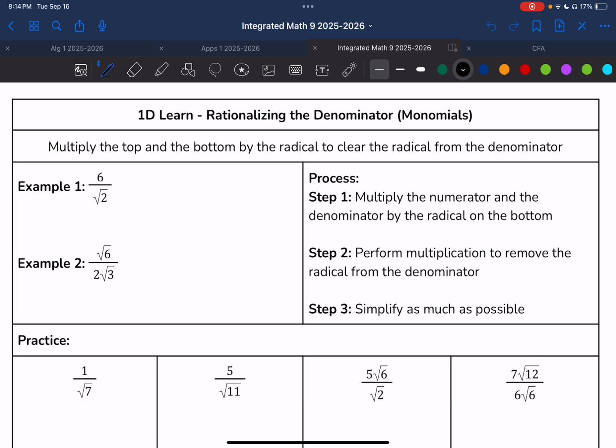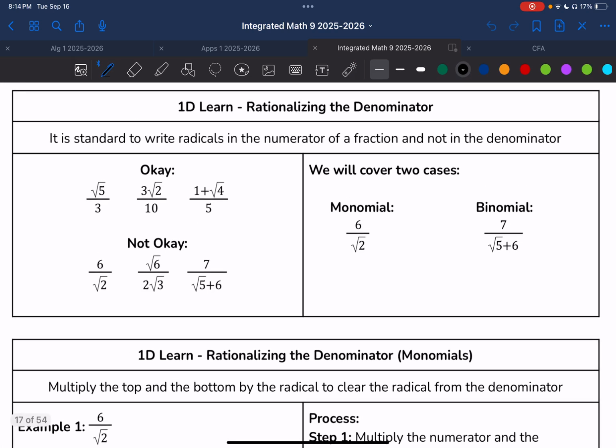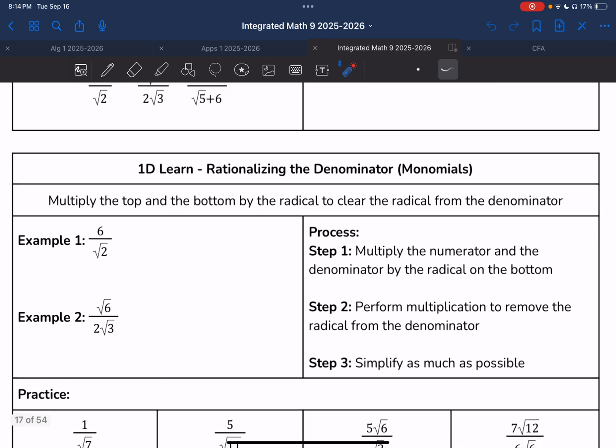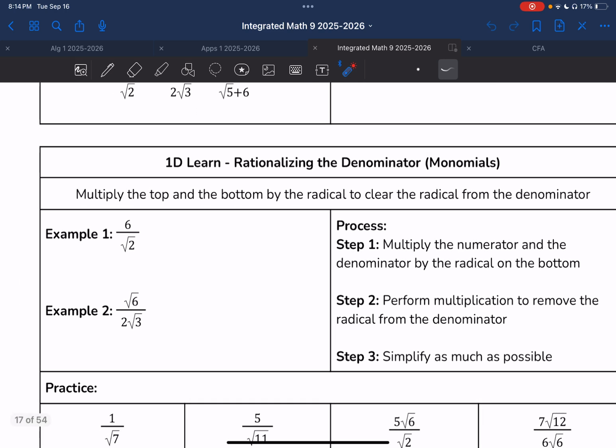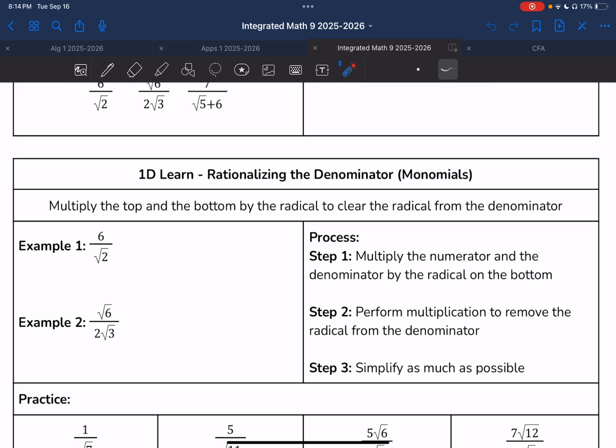So our goal is to get the irrational number out of the denominator. We're going to do this in two different cases. We're going to do this in the monomial case, where the denominator is just a number. We're going to do this in the binomial case, where we have something being added or subtracted. So we have two terms in the denominator. So in example 1, we can multiply the numerator and the denominator by the radical on the bottom.